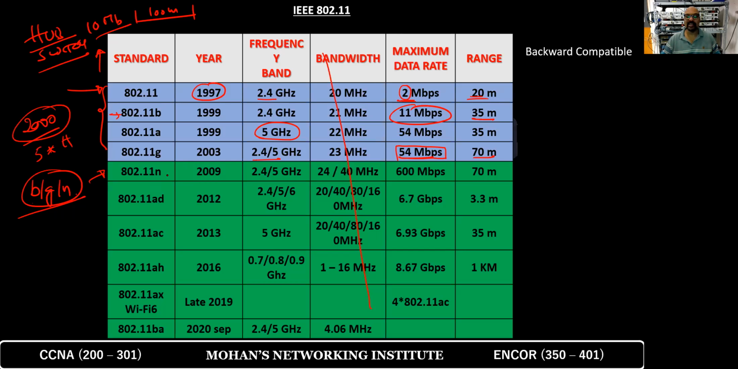Now this became old. Why? Because N onwards, right? 600 is an imaginary figure. This is because in 2009, it uses both. It is because it uses a concept called MIMO.